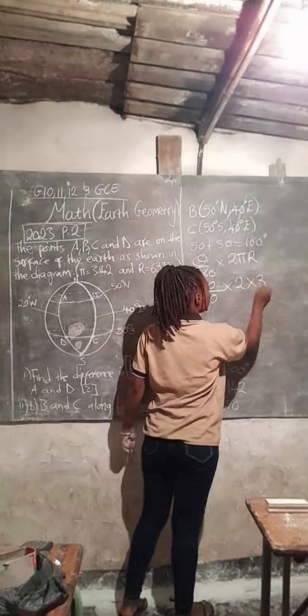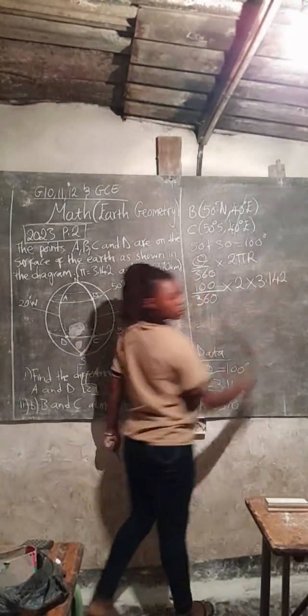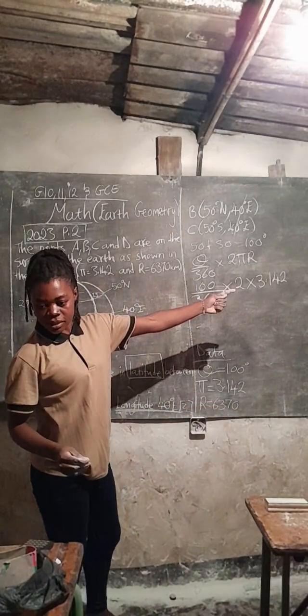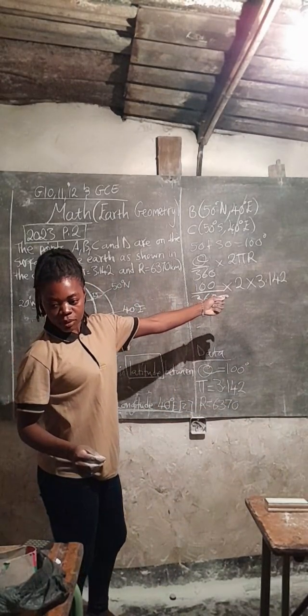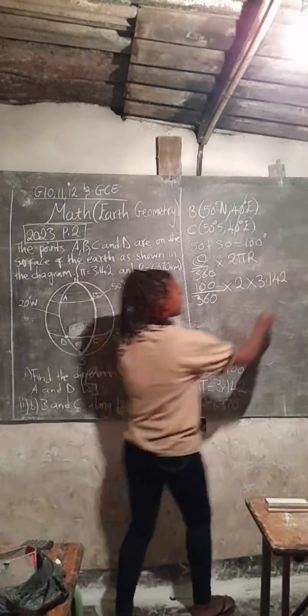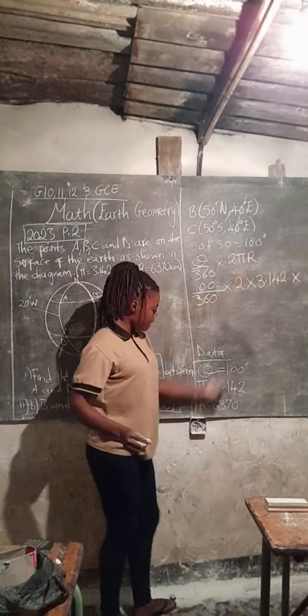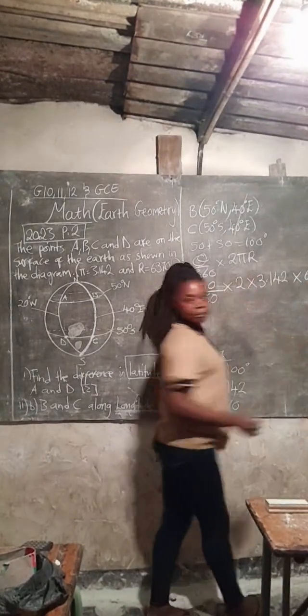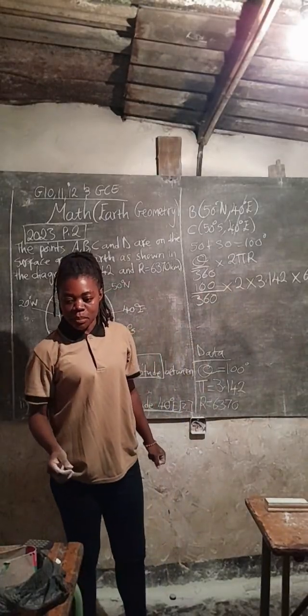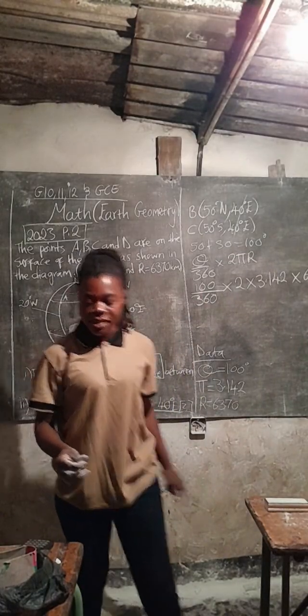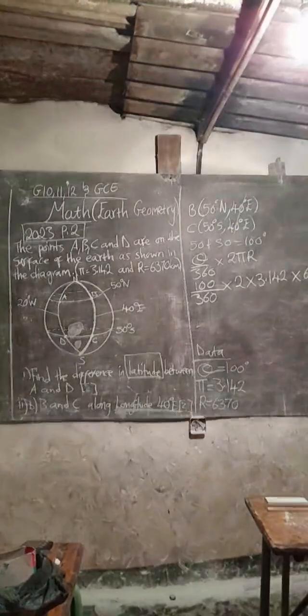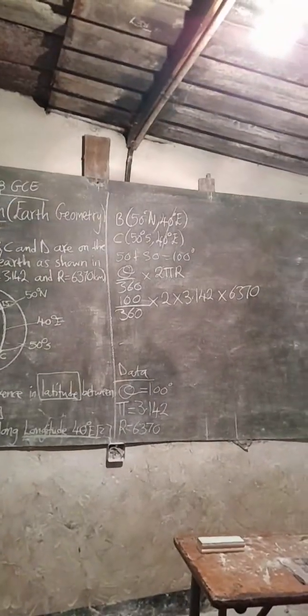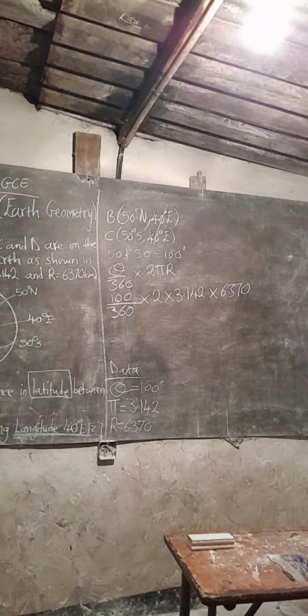3.142, times the radius. The radius is this one, 6370. I don't know if it is visible. No, 6370 is not showing. Let me just twist the camera like this. Because I've already copied the question, I don't think it is important. So just move it like that. It is visible now, okay?